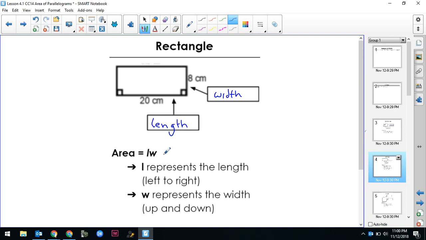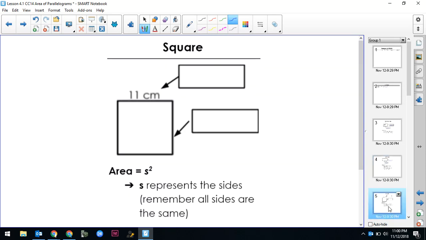Okay, let's look at the last shape, which is a square. Now, again, a square is technically a parallelogram, so you could still use area equals base times height. A square is also a rectangle, so you could use area equals length times width. But because a square is unique and all 4 sides are the same, we have a special formula for square, and that is area equals S squared. Okay, that's where squared comes from, by the way. Squared for a square.